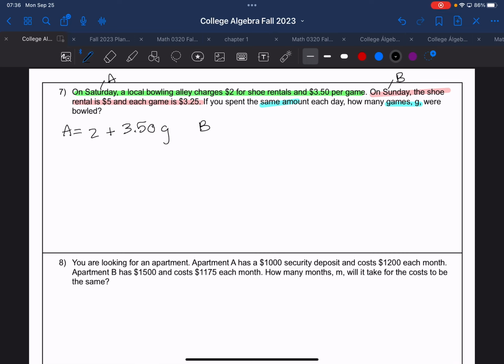What about the B equation? So B is equal to? 5 plus 3.25 G. Correct. Okay. And it wants us to find out after how many games do we get the same amount. So what are we doing to the two equations? Setting equal to each other.